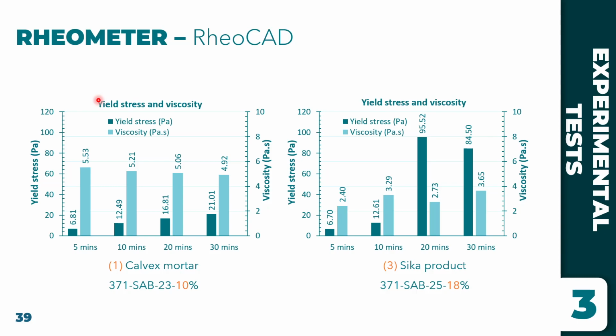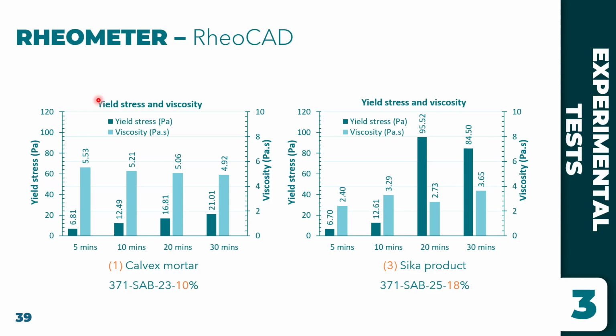Caloric mortar also shows stable behavior with time. The viscosity is still the same, around 2.5 pascal second, and the yield strength changes with time. It starts at around 7 and ends at 21 pascal, but this number is quite small compared to the yield strength of other mixtures.